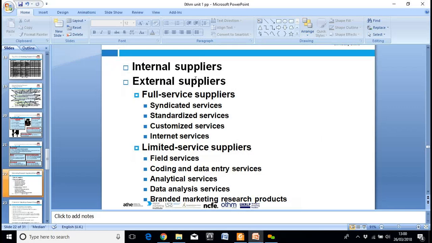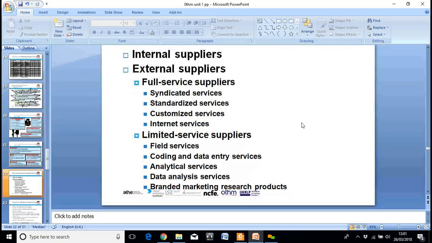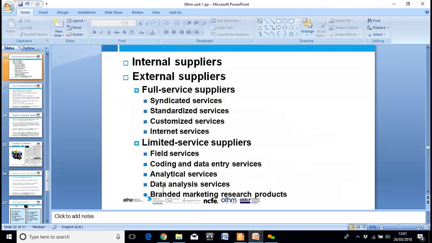Internal suppliers and external suppliers. Full service suppliers who do everything. Syndicated services, standardized services, customized services and internet services. Limited service suppliers who just do specific things like coding and data entry. Analysis of the data and branded marketing research products. Those are specific services that some external suppliers provide. Again, a lot of the larger organisations will have an in-house service for nearly every one of these, where they will do everything in-house.